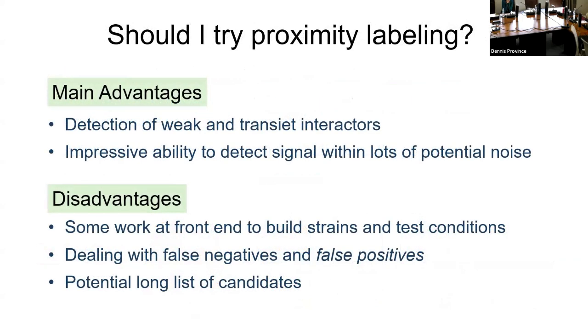Okay, so the main advantages of proximity labeling. I've tried to give this talk from the standpoint, I guess, of a client. So a lot of these are titled by a question like you might get asked. Should I try it? So, okay, the main advantages are detection of weak and transient interactors.